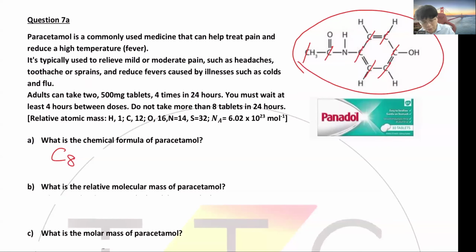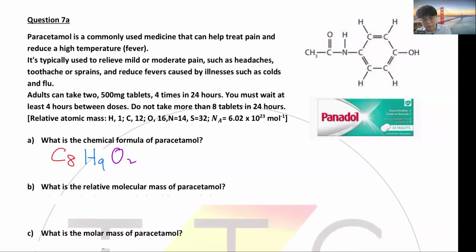Then hydrogen, calculate how much? 3, 4, 5, 6, 7, 8, 9. So H9. Then the third one is oxygen, 1, 2, so O2. Remember they'll give you a structural formula. From the structure, you calculate how many C, how many H, and how many O you have. Okay, for nitrogen, add in the nitrogen also.